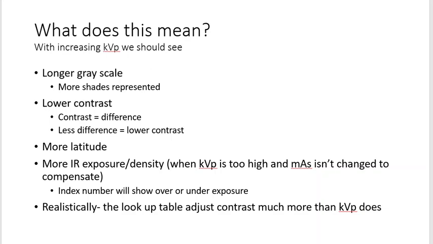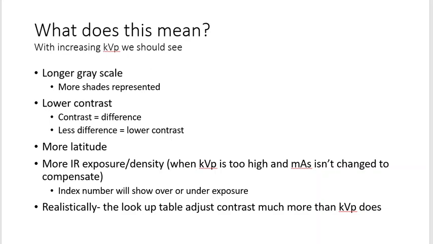So longer scale of contrast means lower contrast. Contrast means difference. So if you have lower contrast, that means you've got a lower difference, or less of a difference between tissue types or the appearance of tissue types on the X-ray. So less difference equals lower contrast. We also refer to that as higher latitude.